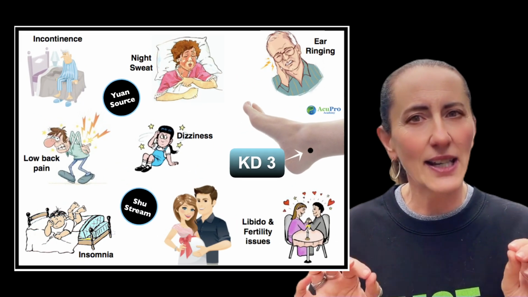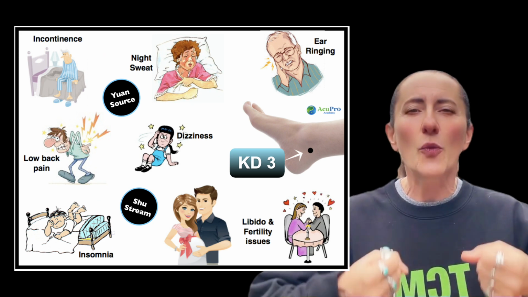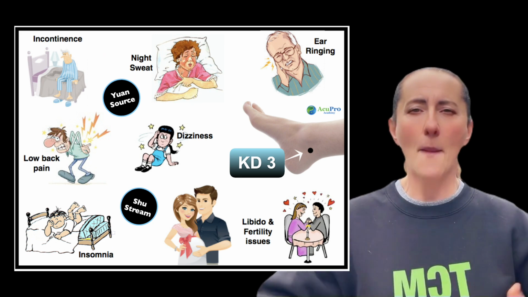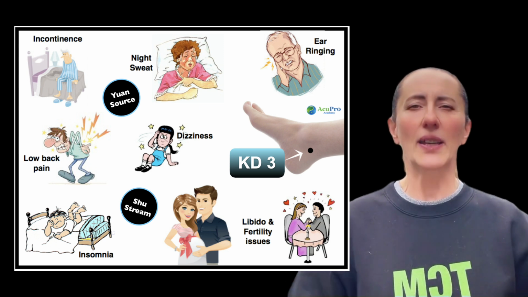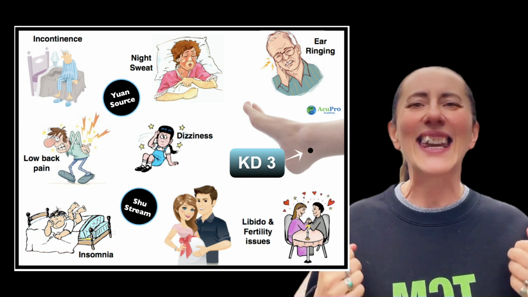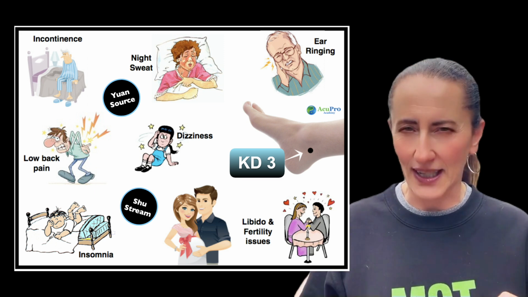The second one is kidney 3, because kidney 3 supports a strong back. Our back has to be strong so we can handle life's challenges. We can stand tall and fight in the challenges, in the adversity. Does that make sense? So kidney 3 and gallbladder 24, best points to support the Zhi.